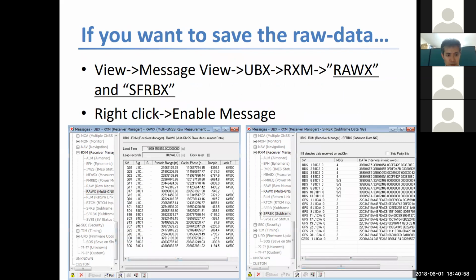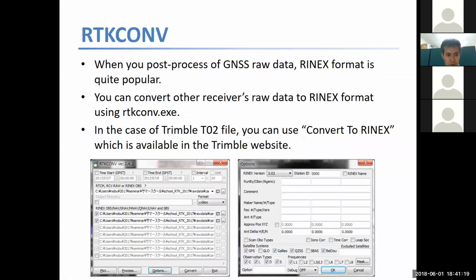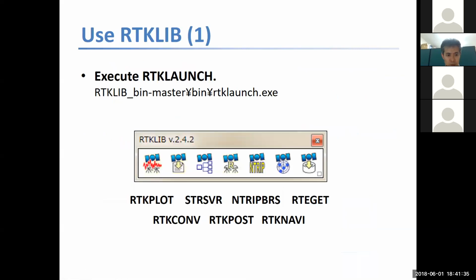After you obtain the u-blox data, the observation data in UBX is like that: pseudorange, carrier phase, and Doppler frequency, and the navigation data, SFRBX, like that. After you obtain these data, you can convert using RTKCONV. It is very easy for you to convert, there's no difficulty. Okay, I skip this one.